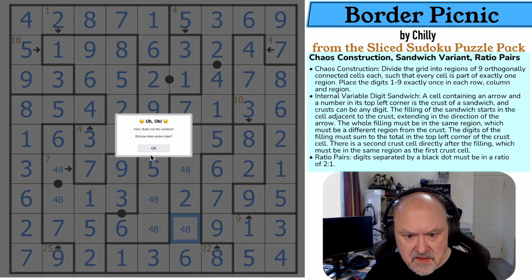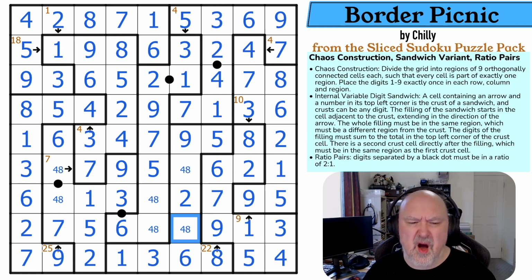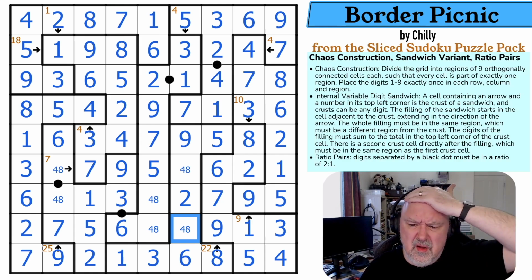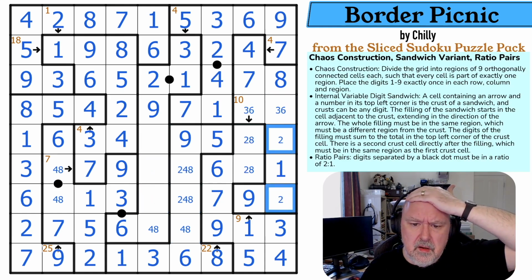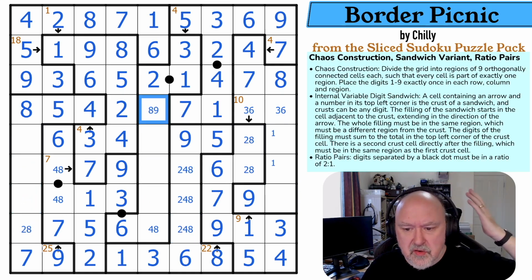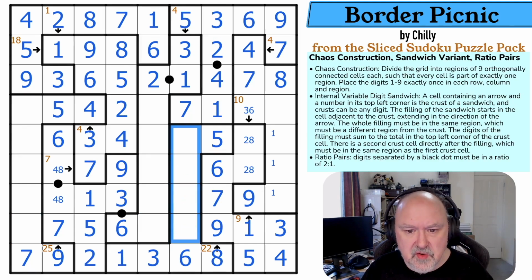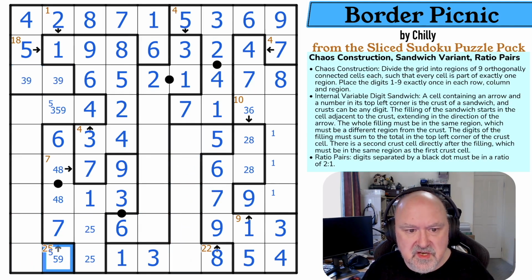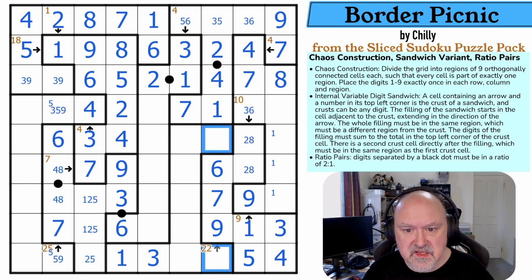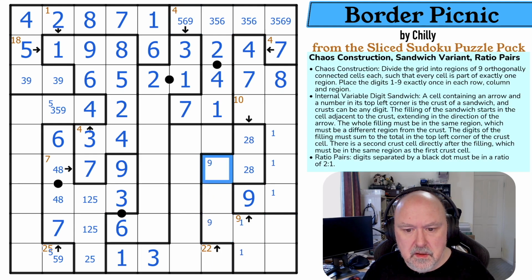Is this correct? No. Oh, come on! But I've got no idea where I could have gone wrong. There's no way of knowing where this could have gone wrong. Because I don't even know if I've got the regions correct. No, still not the solution.